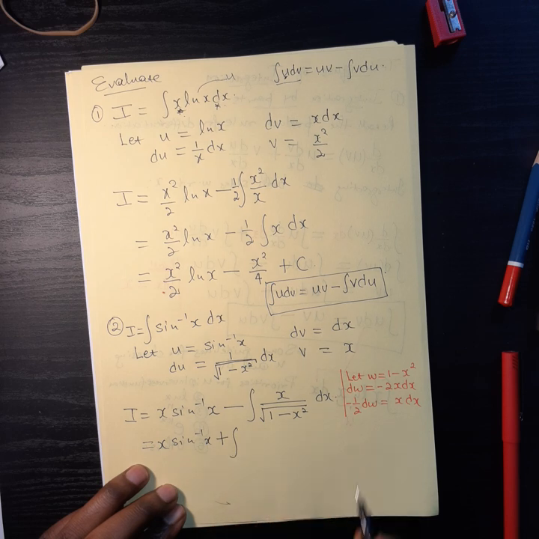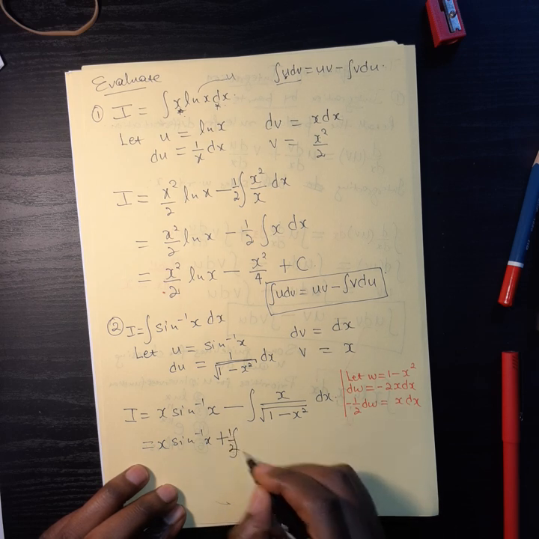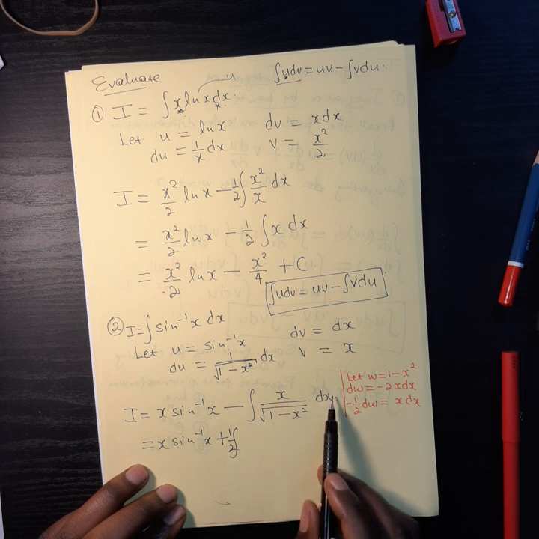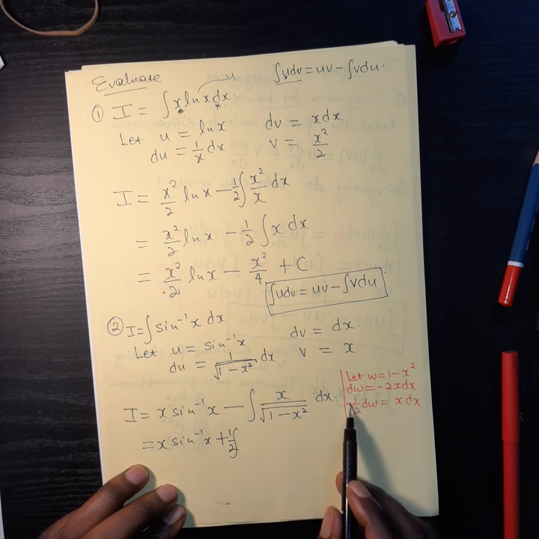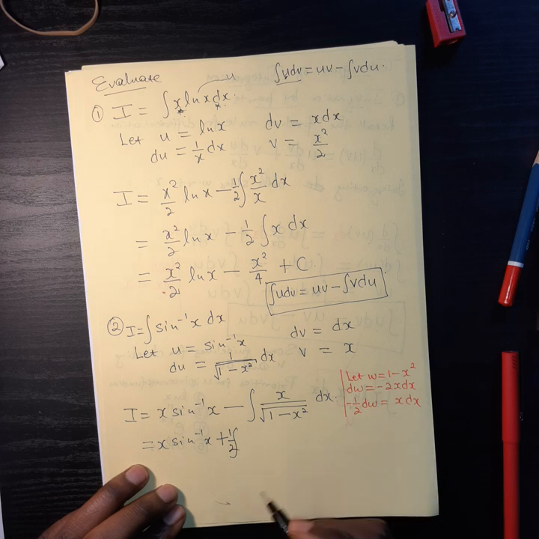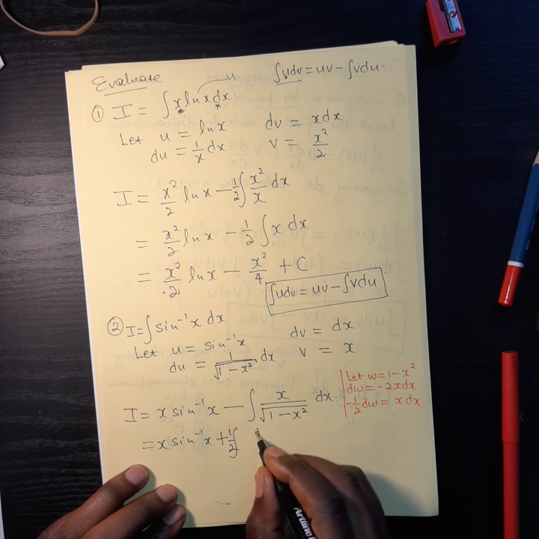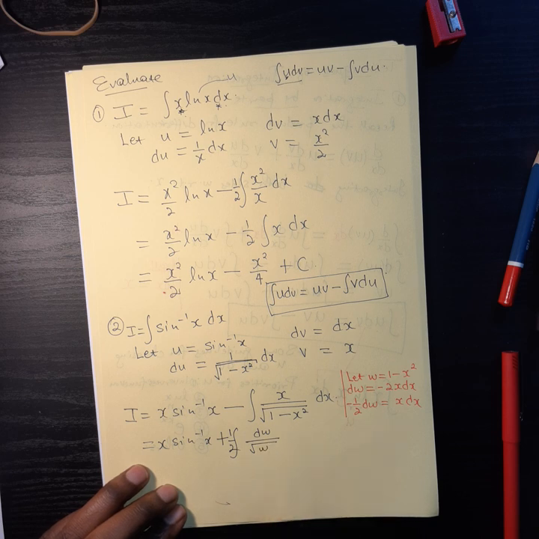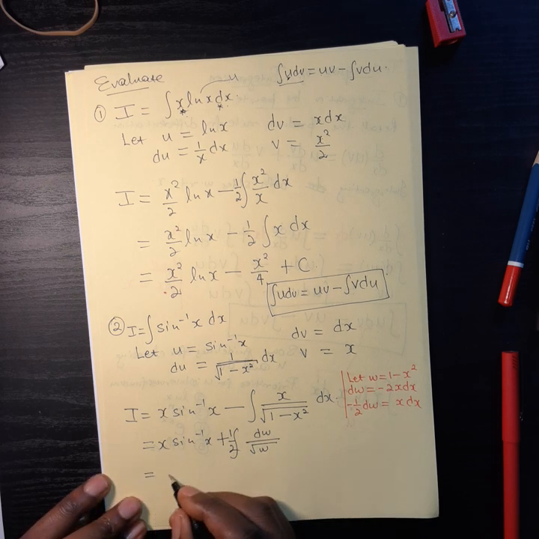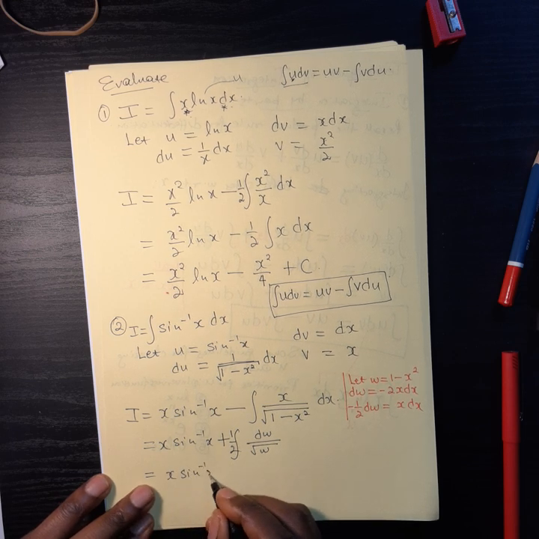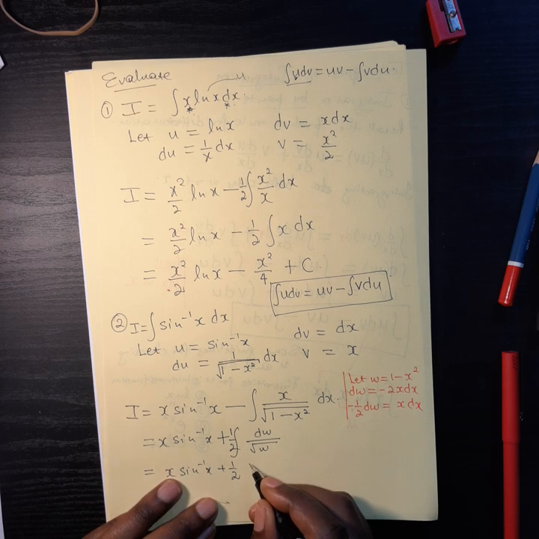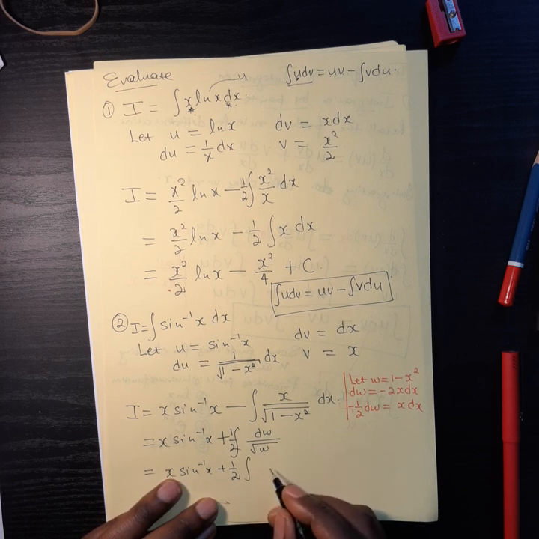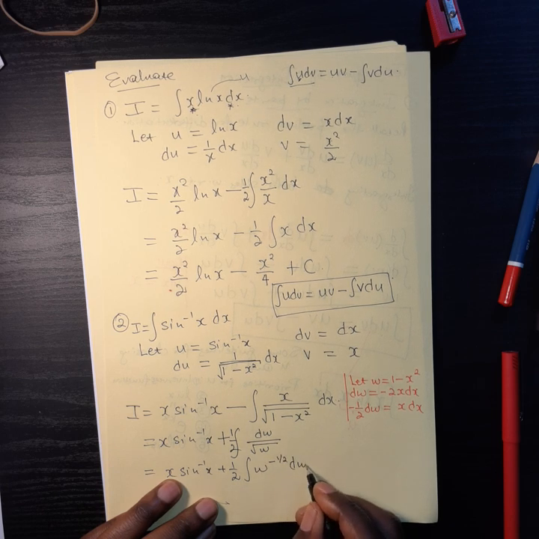Then the integral of, 1 over 2, and then x dx, as we have noticed, it's minus 1 over 2 dw. So we will have our dw, and let me write dw over the square root of w, like that, which of course is x arc sine of x, plus 1 over 2, the integral of w to the power minus 1 over 2 dw.